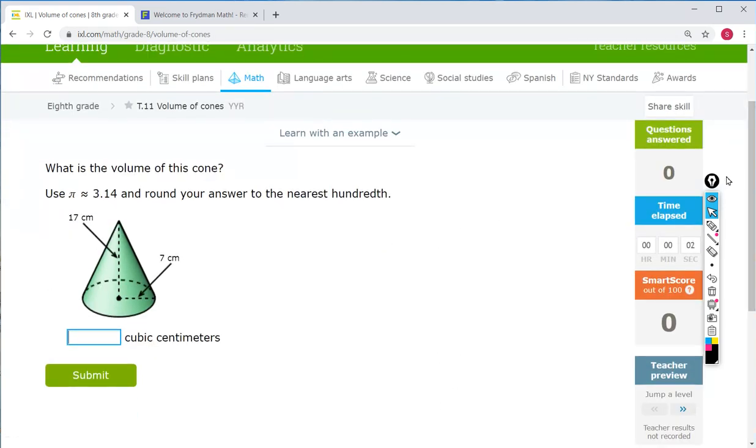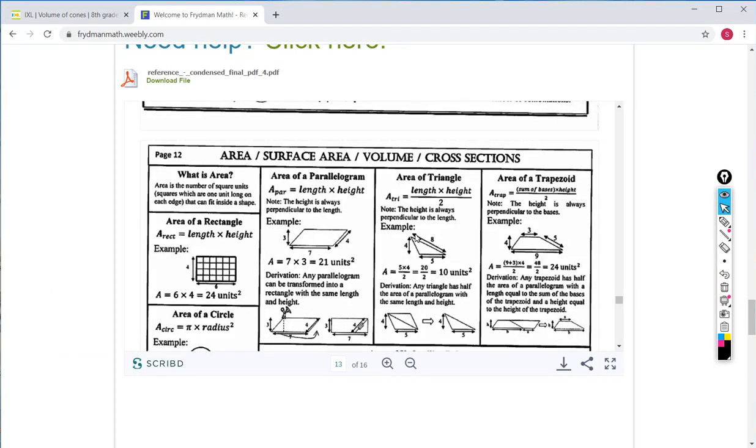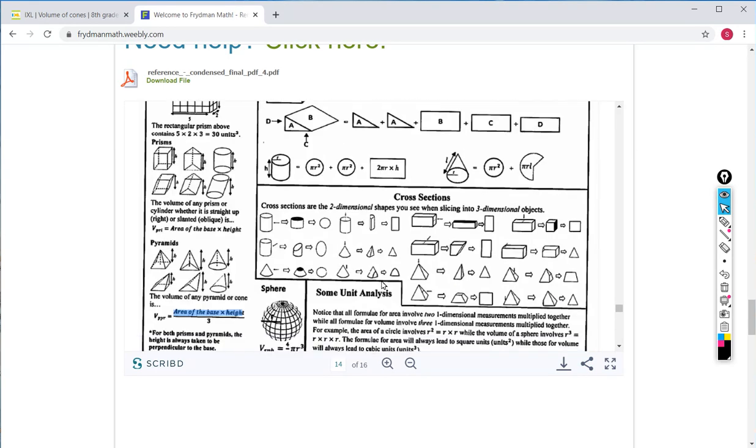All right, let's just review over here on page 12 of the reference pages. Over here in volume, I have cones in the pyramid section, even though a cone is not technically a pyramid, because the sides of a pyramid are all supposed to be triangles. So a cone does not have triangular sides. But I still have it in the pyramid section because the way that you calculate the volume is the same as for any pyramid.